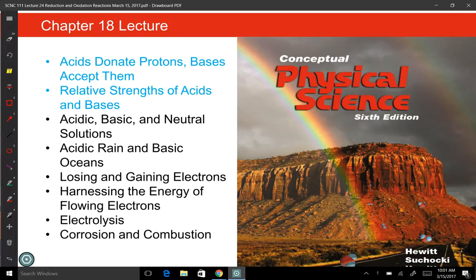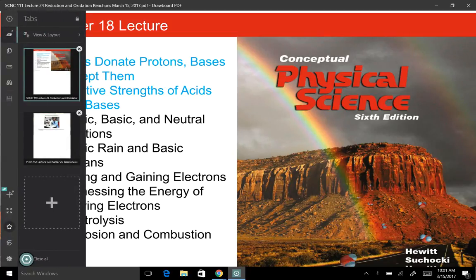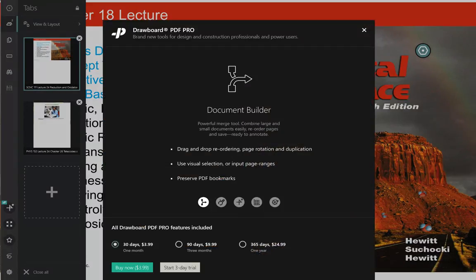Today we'll finish chapter 18. So what we've talked about are acids and bases, and we're going to finish talking just a couple topics on acids and bases, and then we're going to talk about what we call redox reactions, reduction and oxidation, so we can contrast the similarities and differences between the acid and base reactions and the redox reactions.